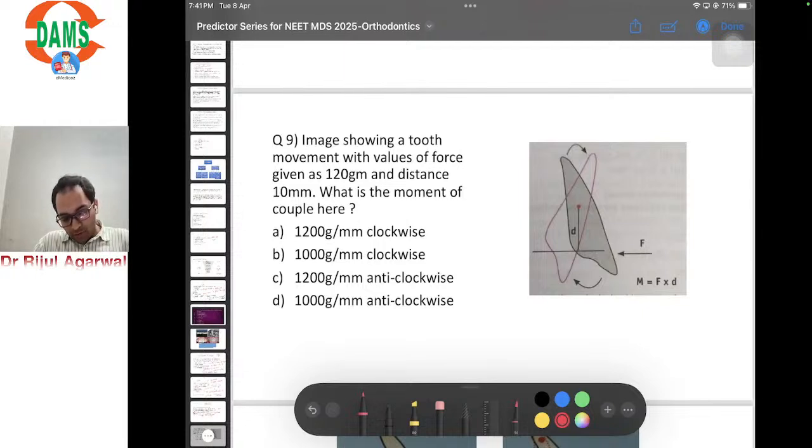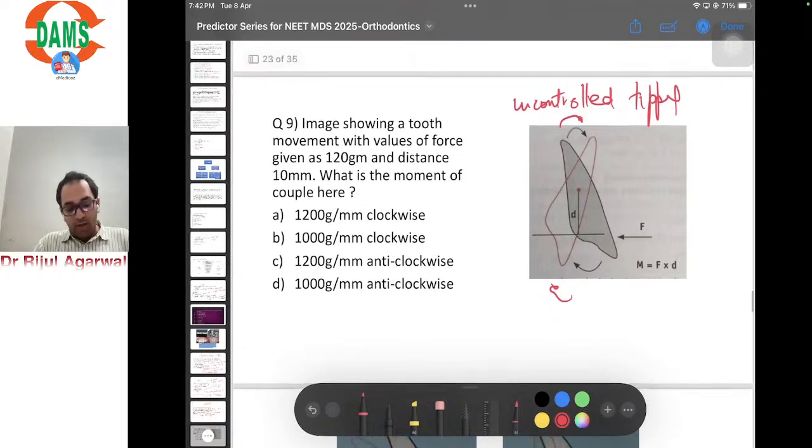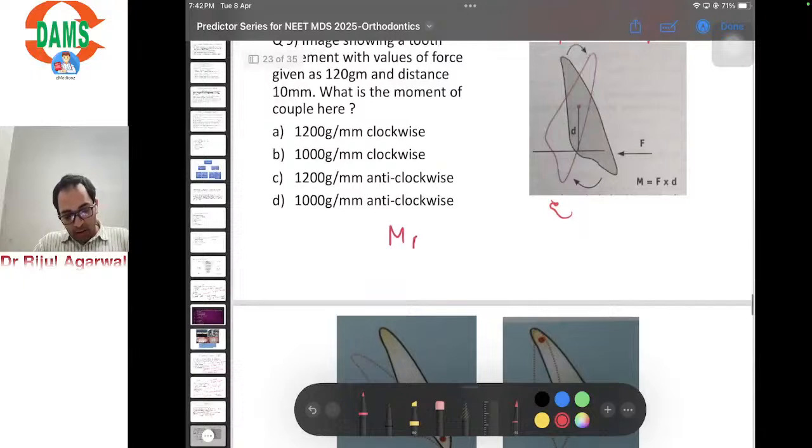So the movement which is occurring is uncontrolled tipping. How did I get to know that it's an uncontrolled tipping? The root is moving in the opposite direction, the crown is moving in the opposite direction. Okay, so this is uncontrolled tipping. So as we know from our biomechanics that in uncontrolled tipping, MF should be greater than MC for it to occur, and MF and MC should be in opposite direction.